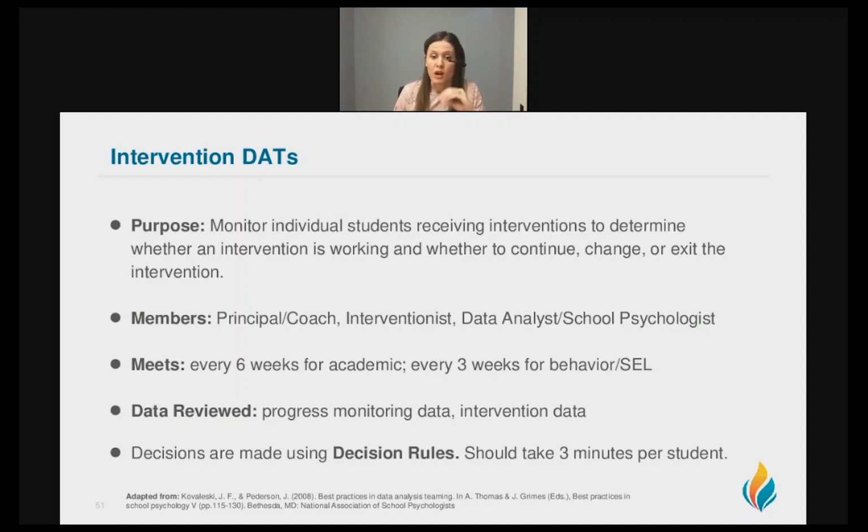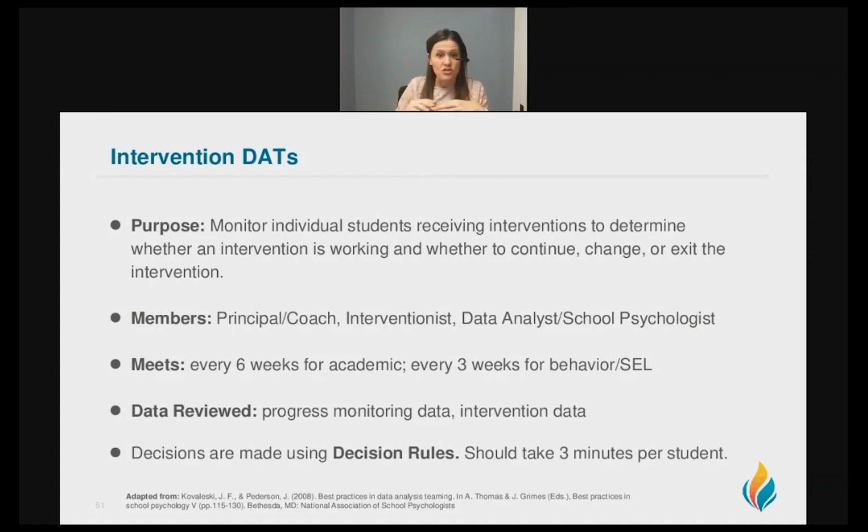We're reviewing the progress monitoring data and that intervention data that I just mentioned. So, are we doing what we said we would? And are we doing it the way that it was intended? And then we're, of course, making decisions based on decision rules that we've already established. And if you haven't established them yet, at least starting here is going to give you a good starting point to start to think about the questions you're asking and what cut points you might need to put in place to help you with the decision making process.